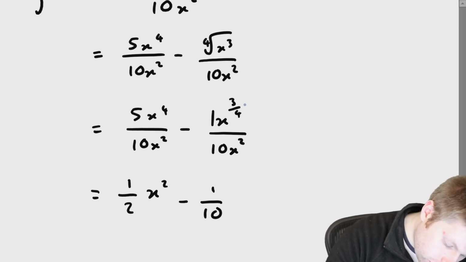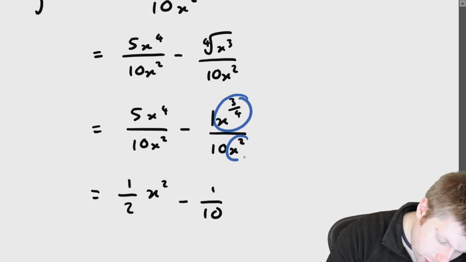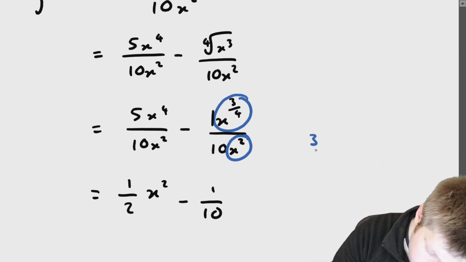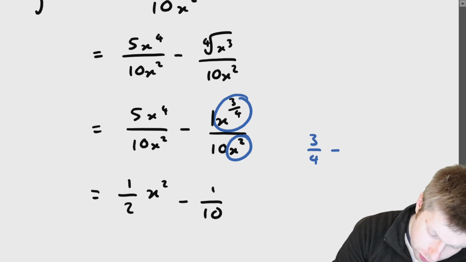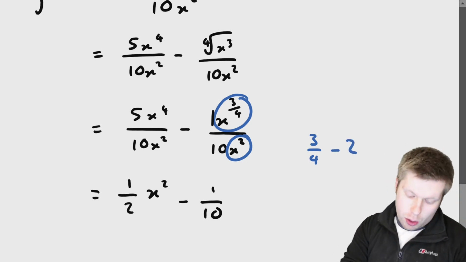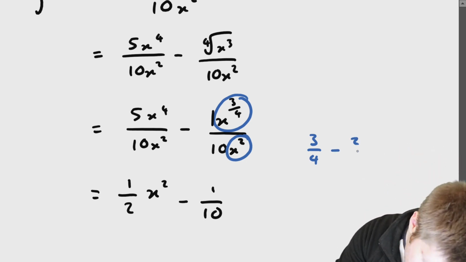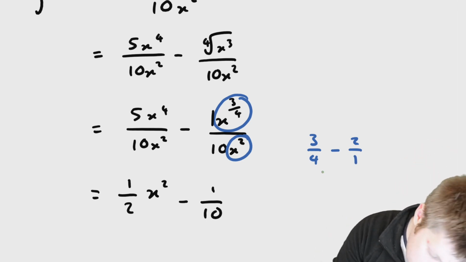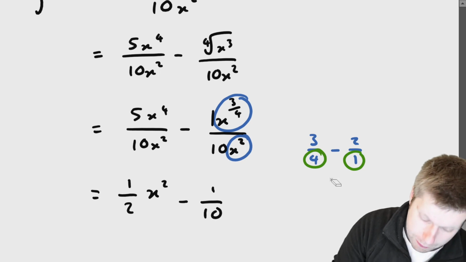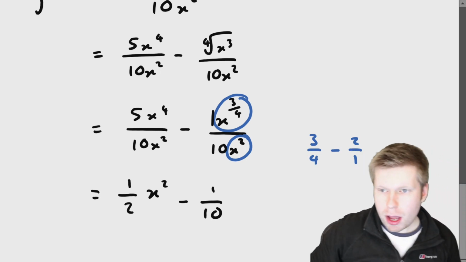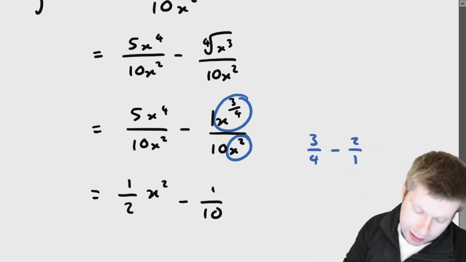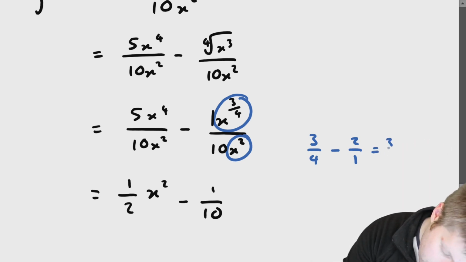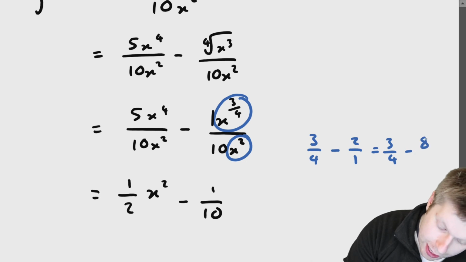Now if I focus on my powers, well, I have x to the power of 3/4 divided by x to the power of 2. That means that I just need to subtract these two powers from each other. So in other words, 3/4 take away 2. Now I am just going to write 2 as 2 over 1 to make it easier to look at fractions. Then to subtract fractions, I need to make sure I have the same denominator. So in order to have the same denominator, I'm going to multiply the second fraction by 4 over 4. Okay? So this should become 3 over 4, take away 8 over 4.